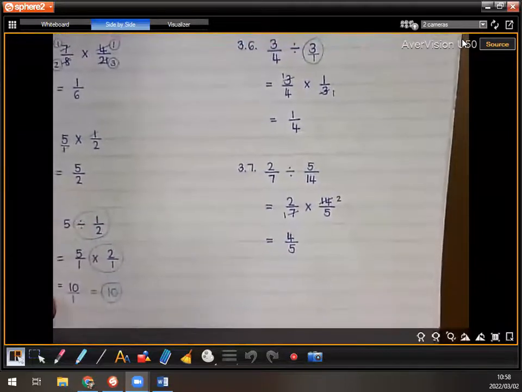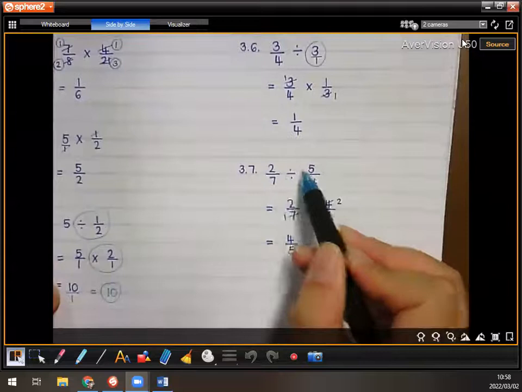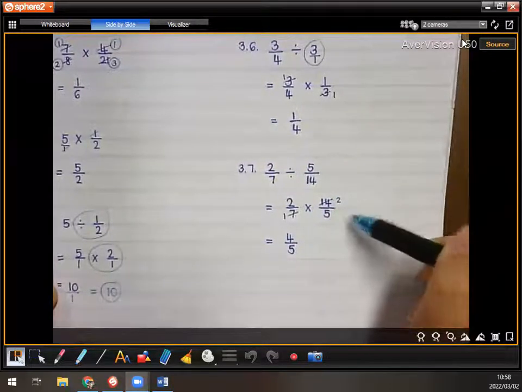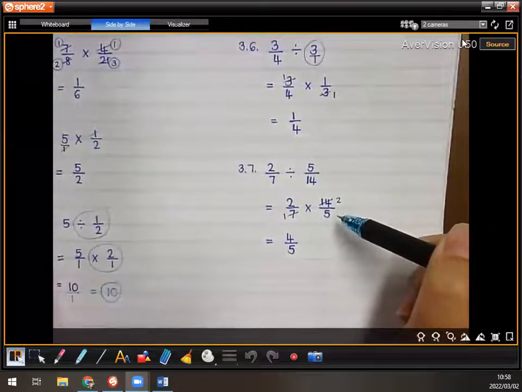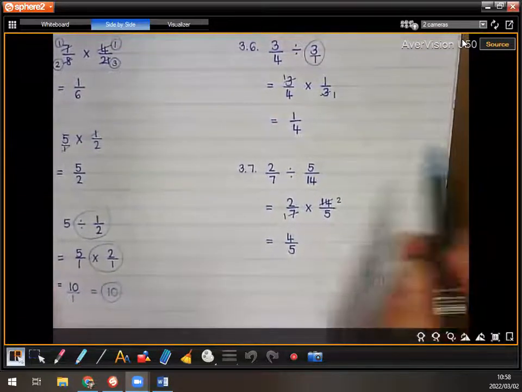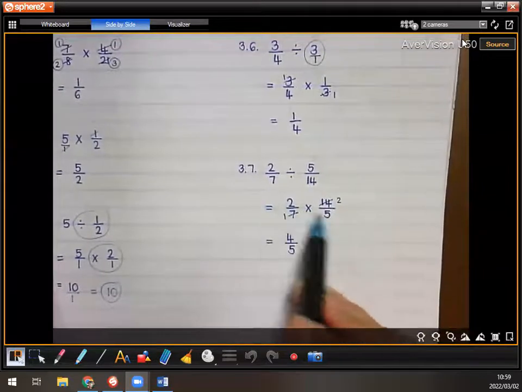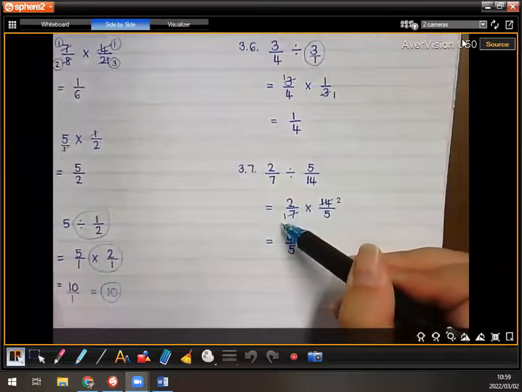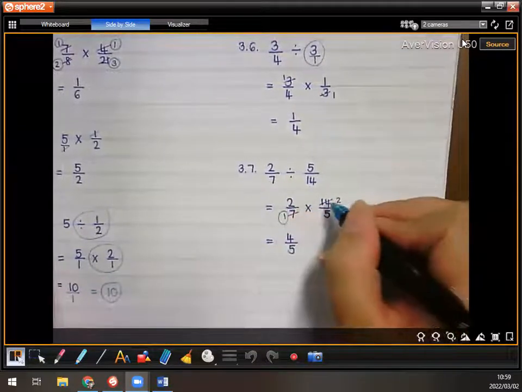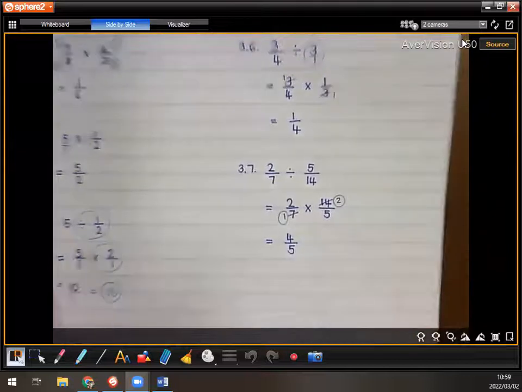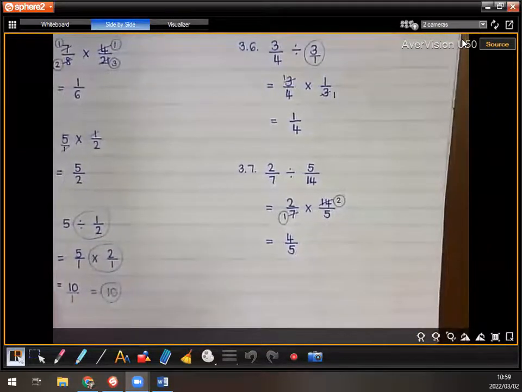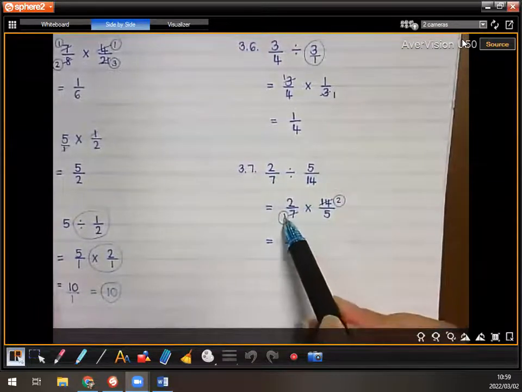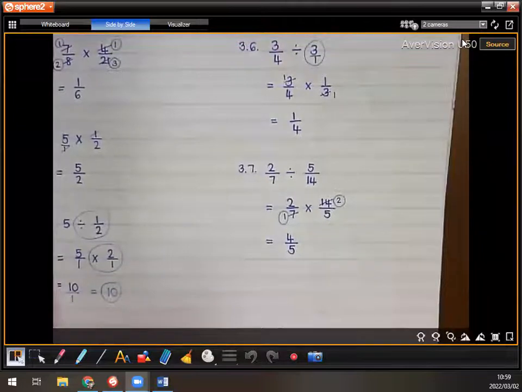Okay, 3.7 is also there, guys. Again, it's a times situation. This needed 3 times 5 over 14, you have to turn that into 14 over 5. Right? And now we could actually cross cancel. With 2 and 5, you can't. But with 7 and 14, you could. 7 divided by 7 is 1, and 14 divided by 7 is 2. So now you're going to say, what's left at the top? 2 times 2 is 4. And at the bottom, 1 times 5 is 5.